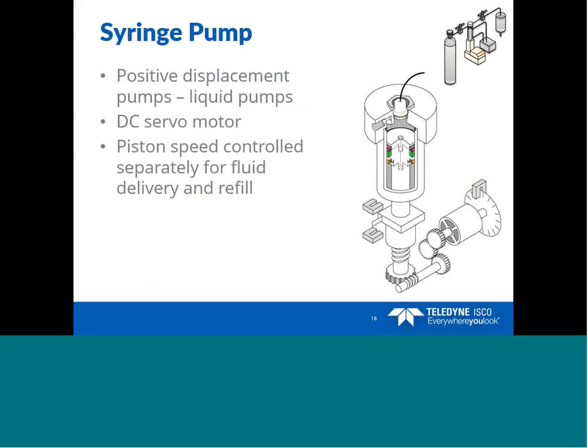The Teledyne Esco syringe pump is a positive displacement pump with a large volume for delivery of liquids or liquefied gases. It is driven by a DC servo motor with a single gear train. Piston speeds can be controlled separately for fluid delivery or refill. This is particularly important when the refill rates need to be slowed down to improve filling efficiency. That is, if you have a delivery flow rate of, say, 10 mL a minute, the maximum refill is 204 mL a minute, but you can reduce the refill to anything between the 10 and the 204.